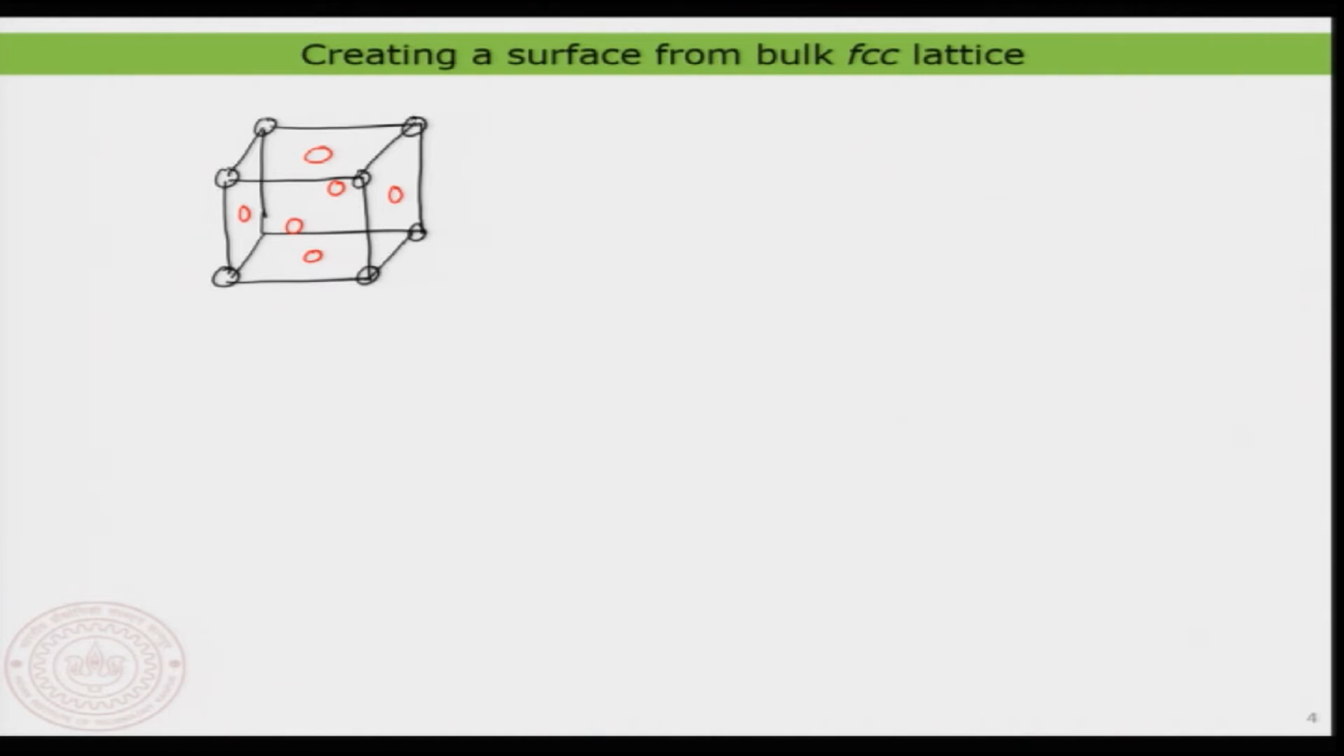Now, what I want to do is create a plane which is the 1 0 0 plane. You have already seen how the 1 0 0 plane looks like. This is nothing but this particular plane. Now, the point is, if I want to create a 1 0 0 plane, all I need to do is take a bulk crystal and do a precise cutting of the 1 0 0 plane along the given direction.